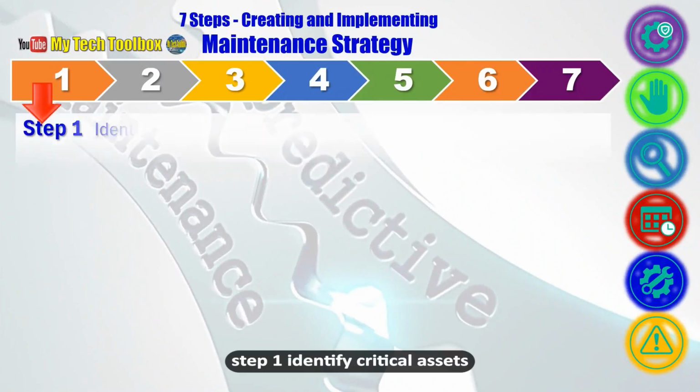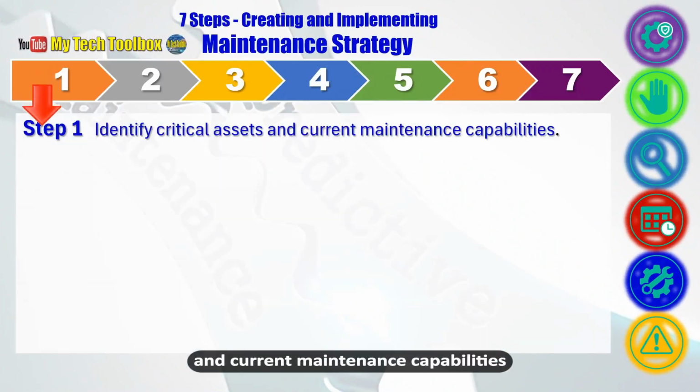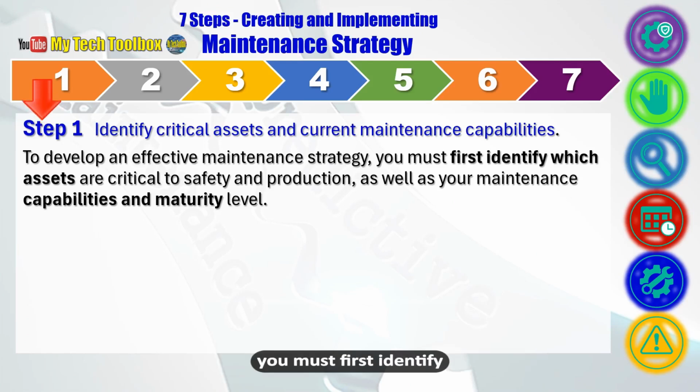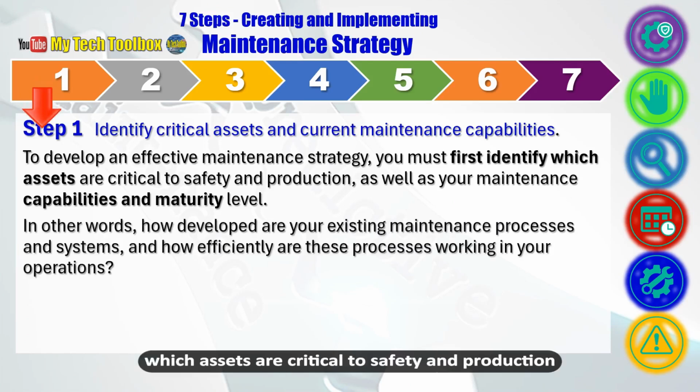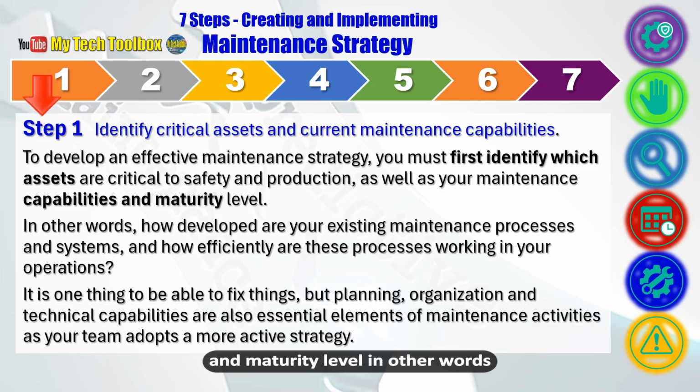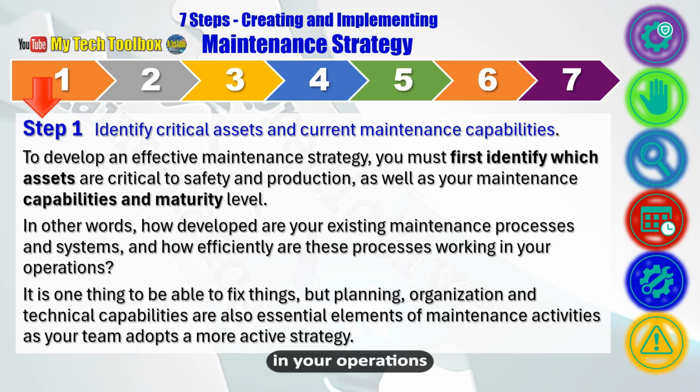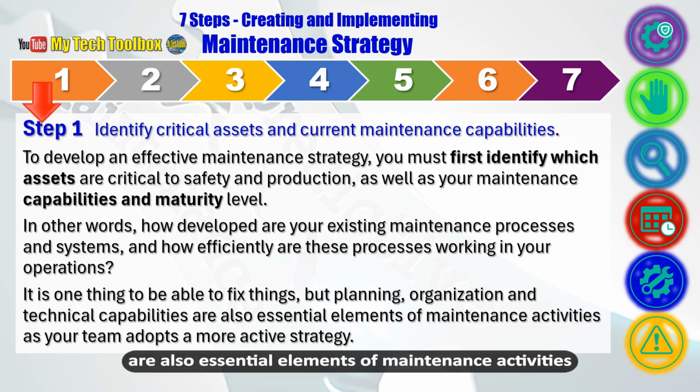Step 1. Identify critical assets and current maintenance capabilities. To develop an effective maintenance strategy, you must first identify which assets are critical to safety and production, as well as your maintenance capabilities and maturity level. In other words, how developed are your existing maintenance processes and systems, and how efficiently are these processes working in your operations? It is one thing to be able to fix things, but planning, organization, and technical capabilities are also essential elements of maintenance activities as your team adopts a more active strategy.